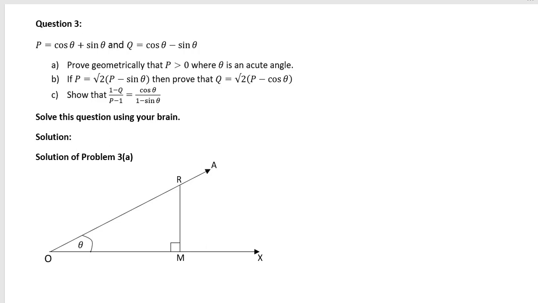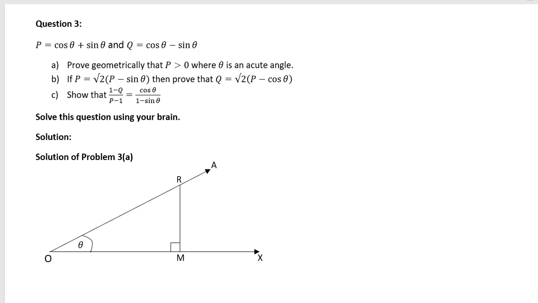And question C is show that (1 minus Q) divided by (P minus 1) equals cos theta by 1 minus sin theta. Now pause the video and try to solve this question by yourself. Solve this question using your brain.